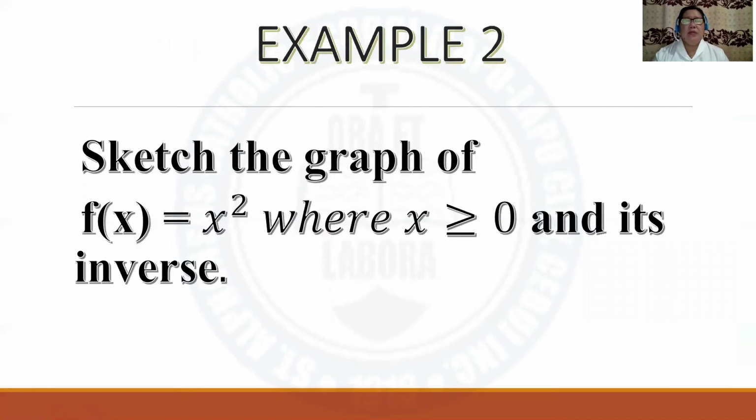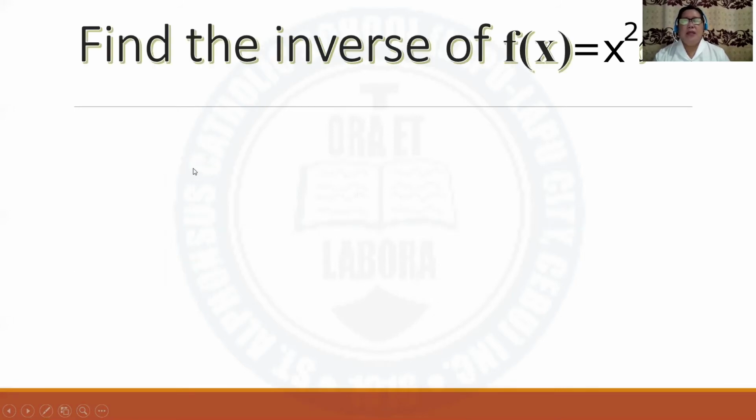Let us have example number 2. The graph of f of x is equal to x squared where x is greater than or equal to 0 and its inverse. So by this time, you are not given the inverse, so you have to solve for the inverse function. So find the inverse of f of x is equal to x squared.